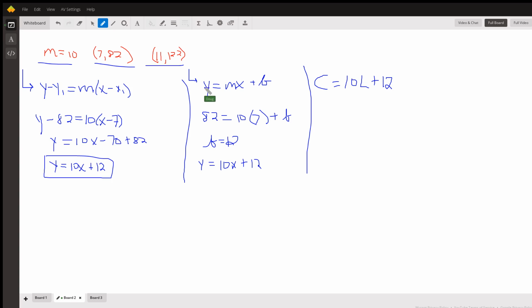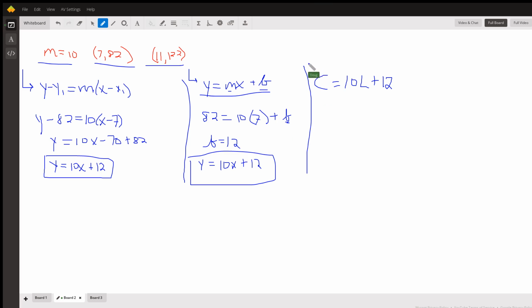If you want to use this formula, put 82 in for y, that's the y coordinate of the point that you know about, equals the slope times the x coordinate of the point that you know about. We don't know b yet, but if you solve this equation for b, 82 minus 70, didn't write that very well, is 12. And now you can go back to this form, putting 10 in for the slope, 12 in for the y coordinate of the y-intercept. Either way, you get the same thing.